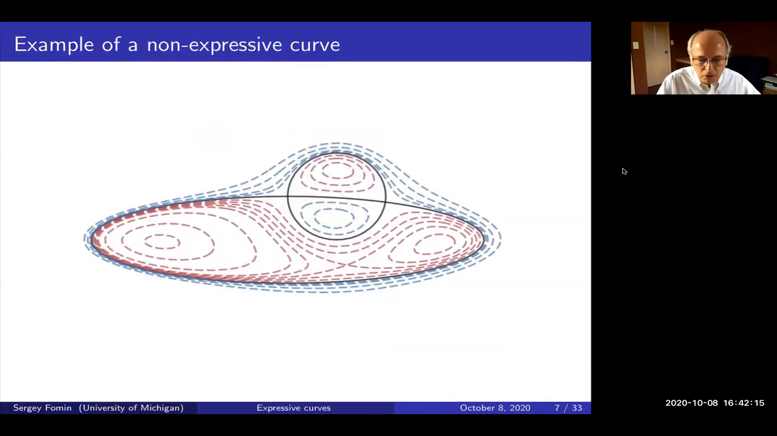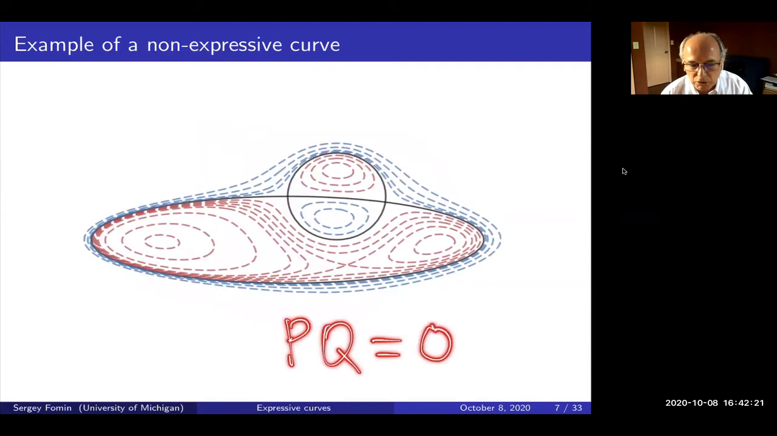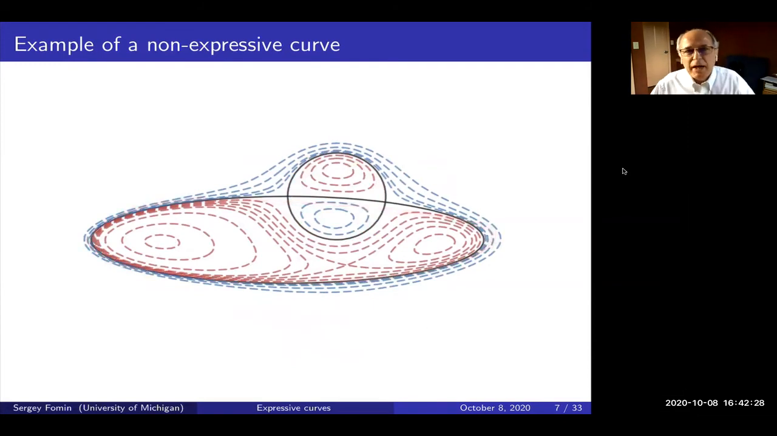So this is now an equation of the form PQ equals 0, where P equals 0 is the equation of this circle and Q equals 0 is the equation of this ellipse. And you can see that this is not an expressive curve. This is a non-example because there is a saddle here and there are two maxima here and here. This in spite of the fact that the topological portrait is the same as the one for two circles. So there is something different about two circles from the picture where you have one circle and one ellipse. And we will see at some point what's different.